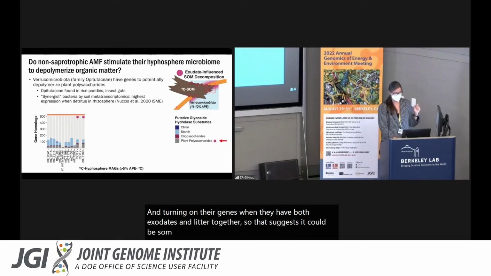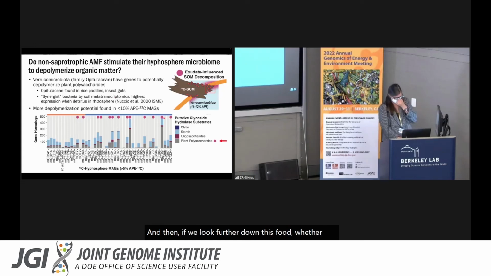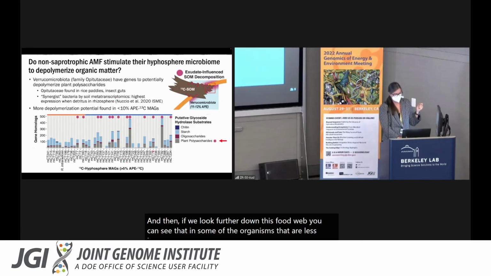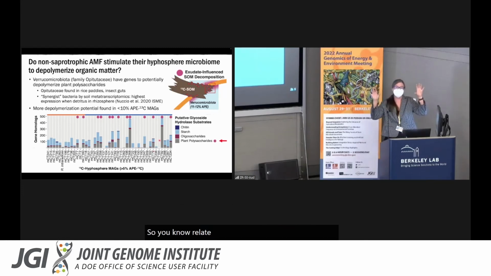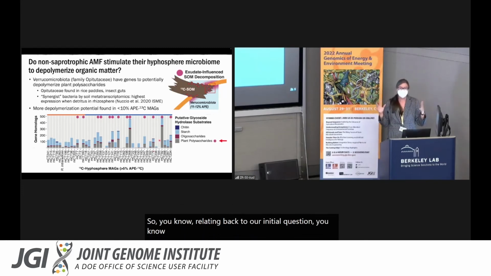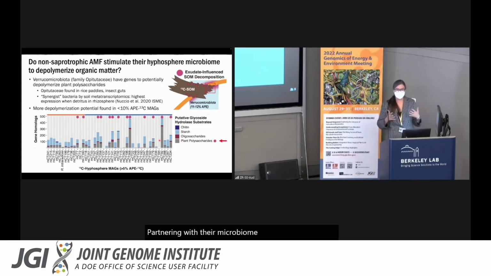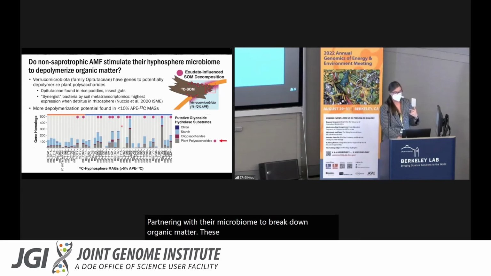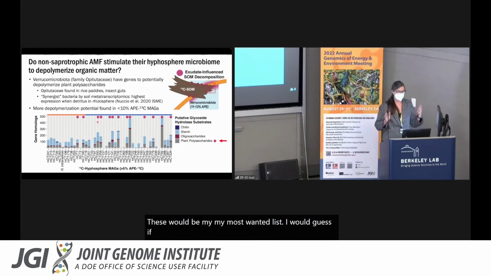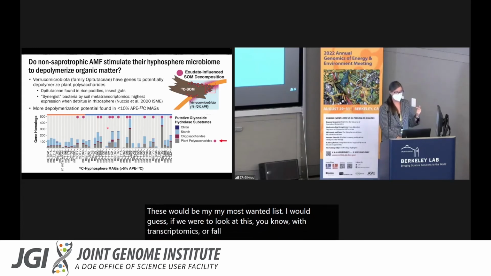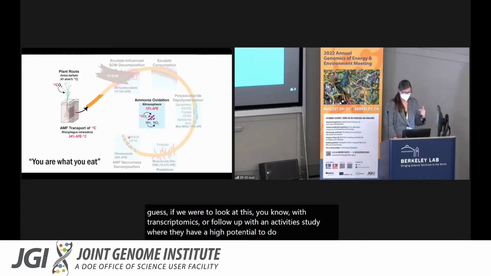So that suggests it could be SOM influenced decomposition. And then if we look further down this food web, you can see that in some of the organisms that are less enriched, they also have a very high potential for decomposing things. So, relating back to our initial question, are the AMF partnering with their microbiome to break down organic matter? These would be my most wanted list. I would guess if we were to look at this with transcriptomics or follow it up with an activity study, they have a high potential to do decomposition.